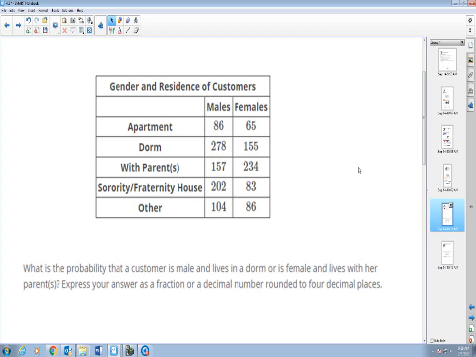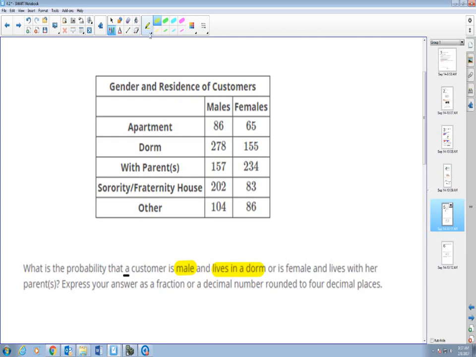The question asks, what is the probability that a customer, so I'm selecting one customer right now, is a male? Alright, so here are my events. My event: male.